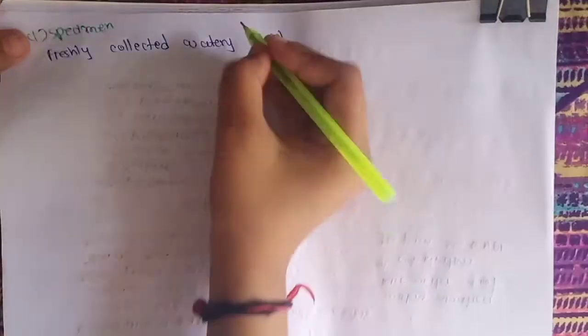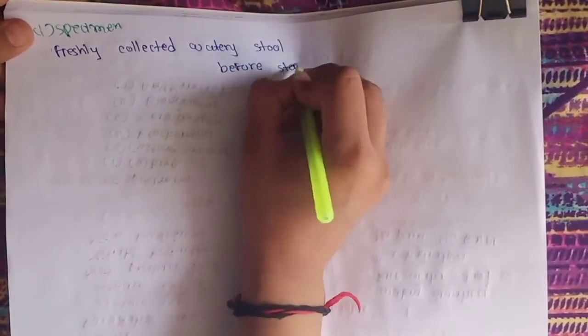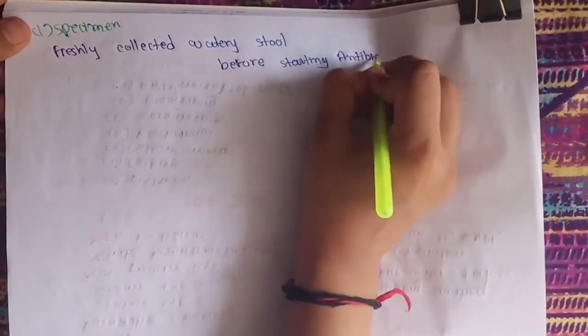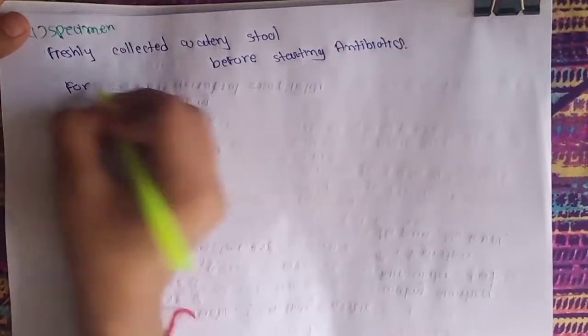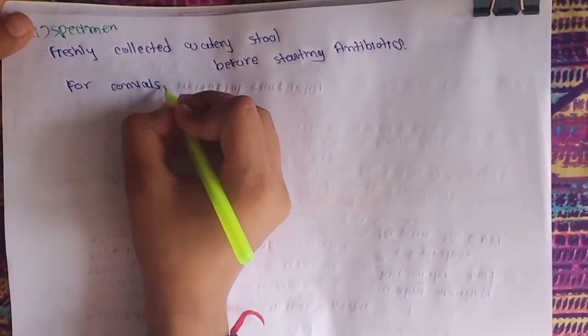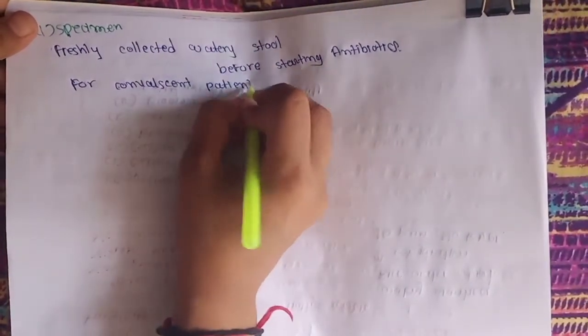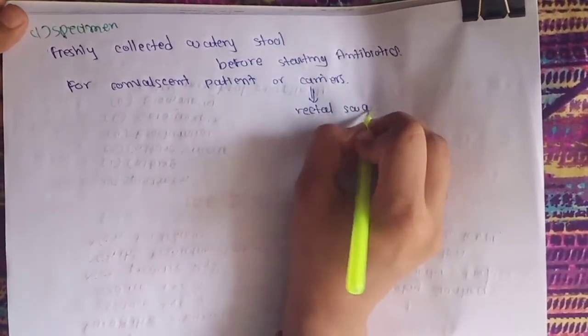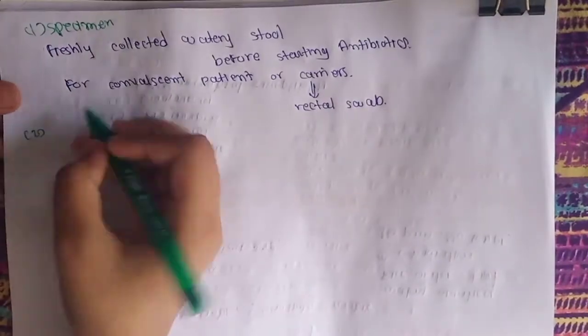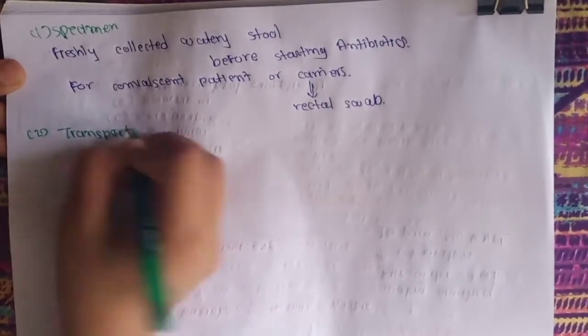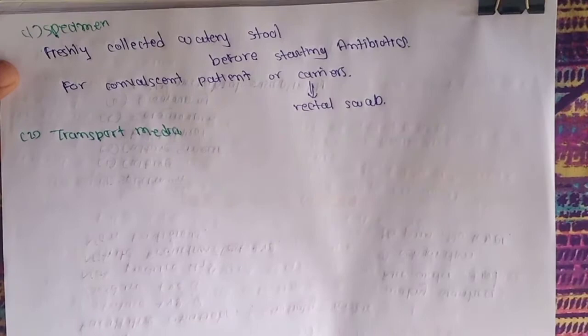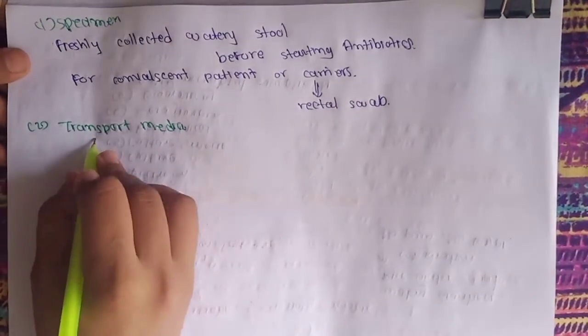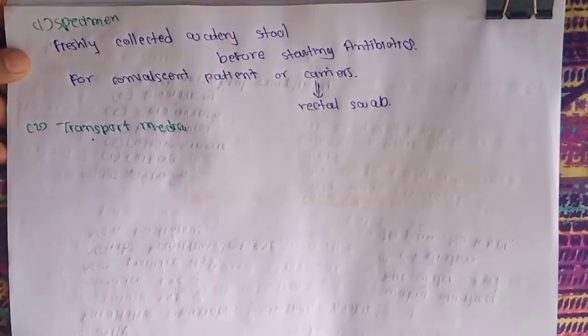Now let's start with the first method, specimen collection. The mainly used specimen is freshly collected watery stool before starting the antibiotics. For convalescent patients or carriers, we will take a specimen of rectal swab. After taking this specimen, we will transport it to the lab with the help of transport media. Transport media will not promote growth, it will keep the microorganism viable.